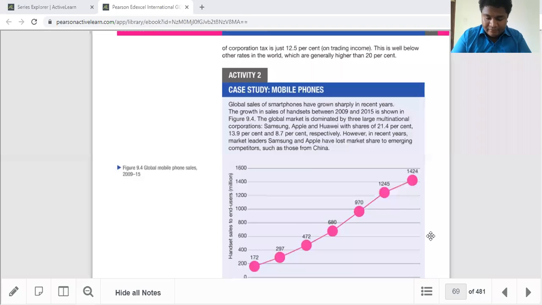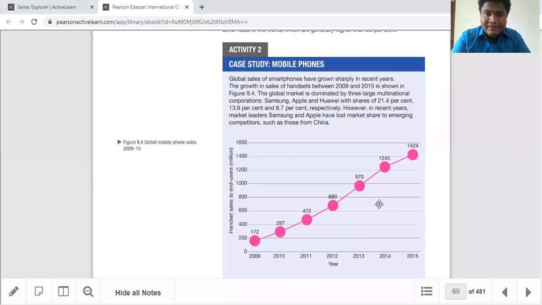Hi everyone. So we talked about the benefits and opportunities of globalization, right? Access to large markets, access to cheap labor, cost reductions, tax reductions, and everything. Now we'll look at this case study: mobile phones.